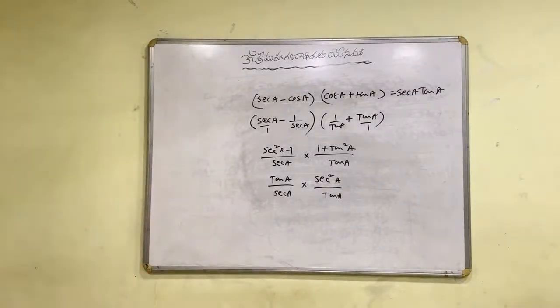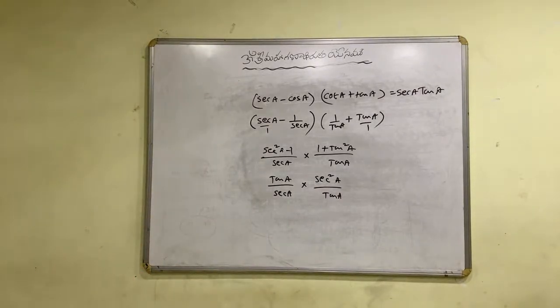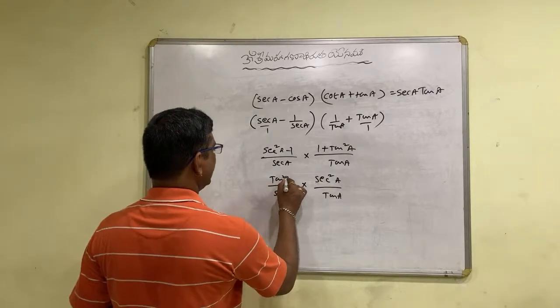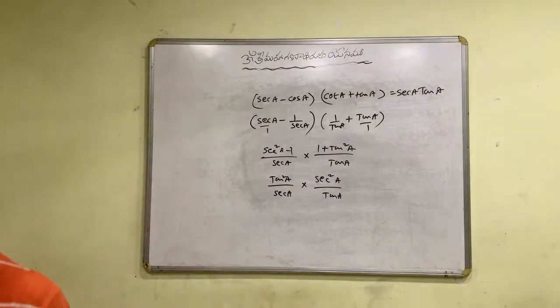We got the answer, children. What to do now? What is the last step? Anyone? Neha, yes, tan square A. Good. Now what next? Is the answer done?